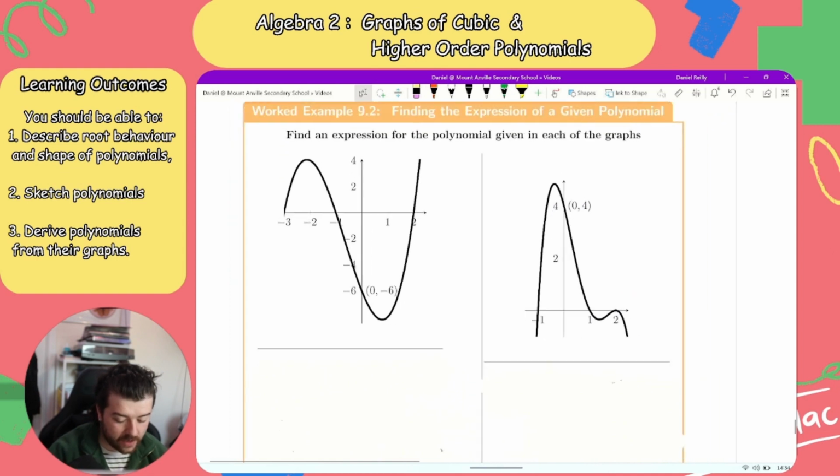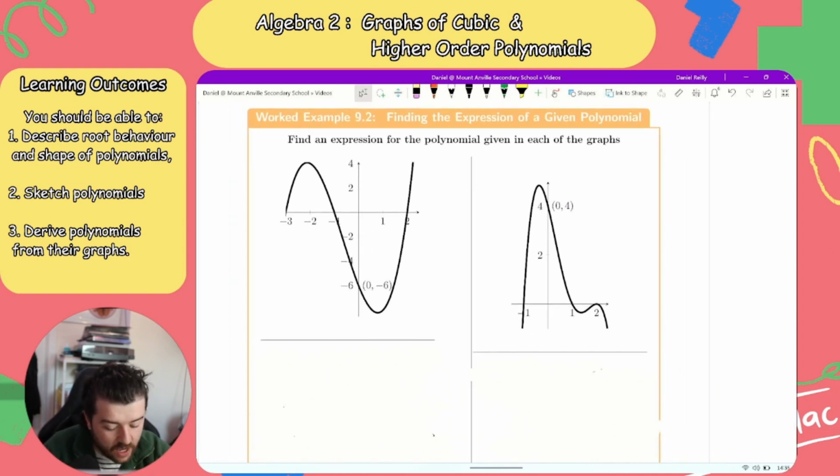So let's look at this one here. Find the expressions of the polynomial in each of the graphs. So here I have three distinct roots. So it crosses at x is minus 3, x is minus 1, and x is 2. And it intercepts at point 0, minus 6. So my factors are x plus 3 times x plus 1 times x minus 2. And then what I need to do is multiply that by some constant a. And that is my function f(x).